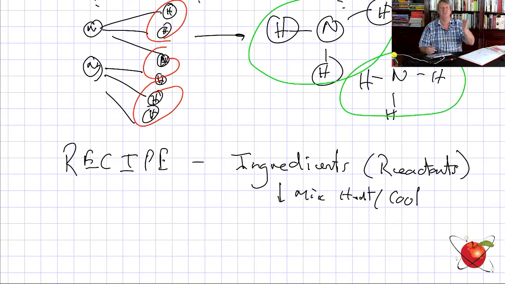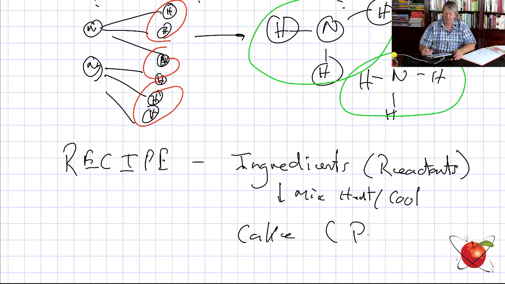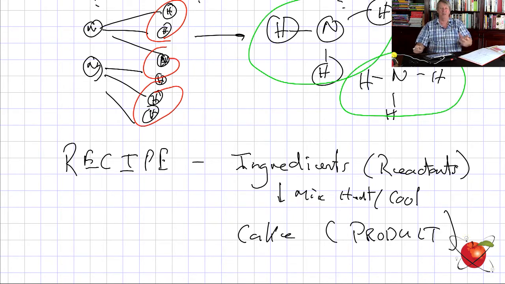Granted, we mix in certain sequences, but for the moment, let's say we put it all in a mixer and we mix a fruitcake up. Then we end up with a cake. And what is that? That's the product, isn't it? That's what we're actually making. So at the end of the day, all we're doing here is we're going to be doing the same process.